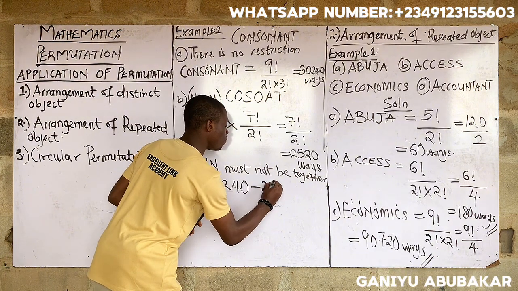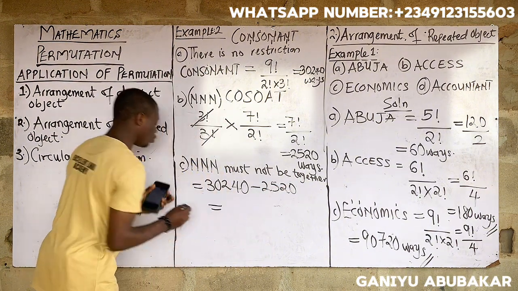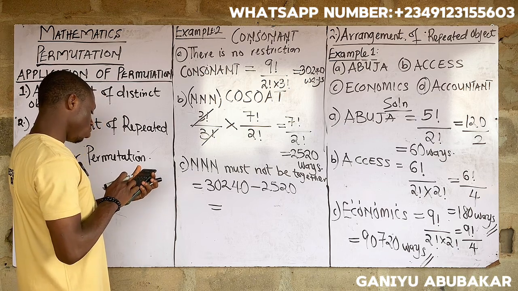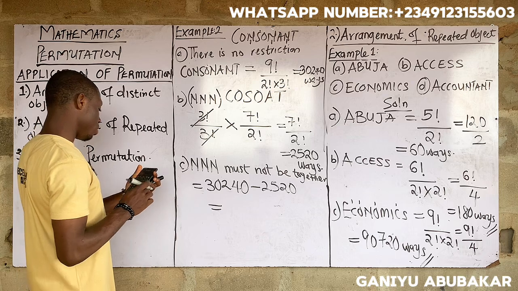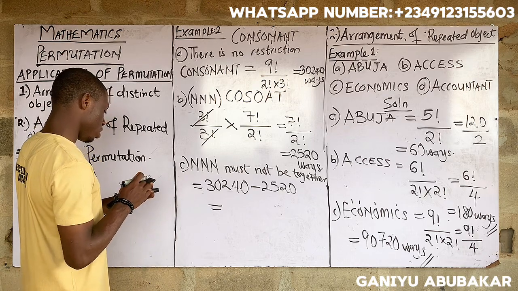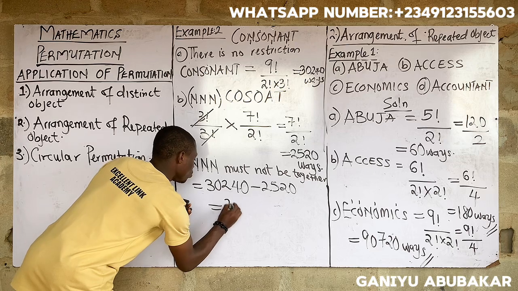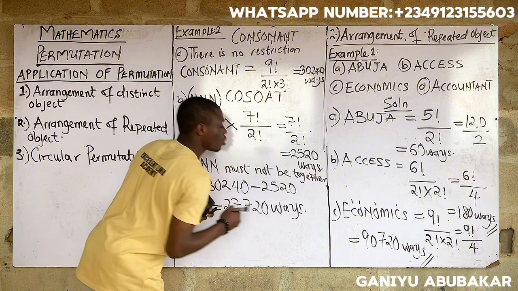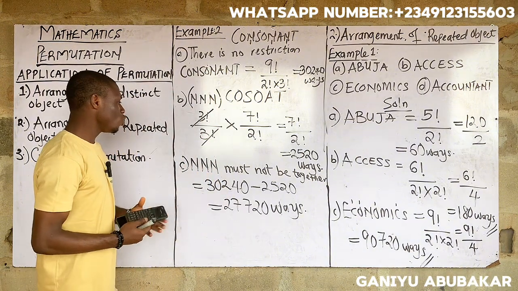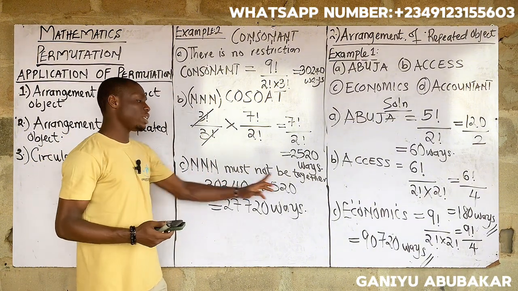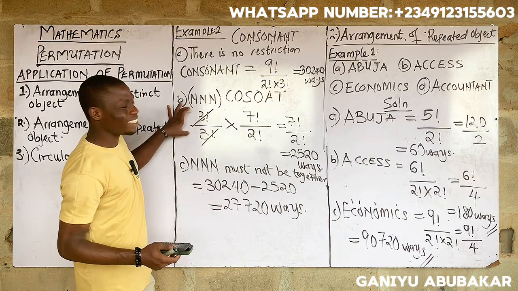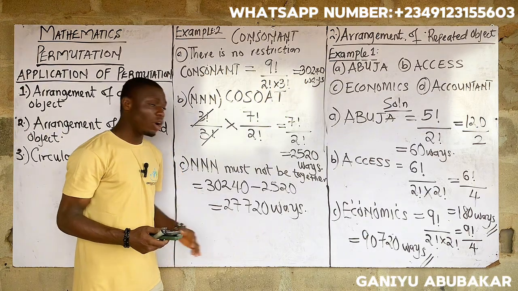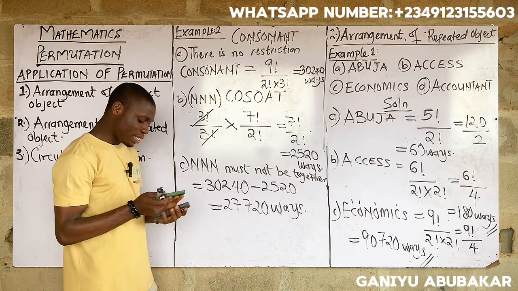That becomes 2520. If I subtract these two values, I will have 30240 minus 2520, which is 27720 ways. So your task is that if you are given to find must not be together, you have to look for must be together first, and you subtract that value from your no restriction value. Then you have your answer this way. So that's C.